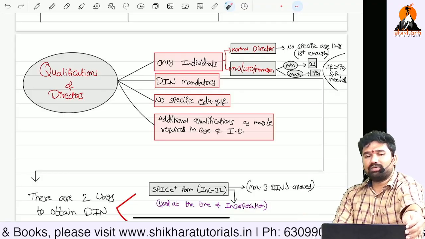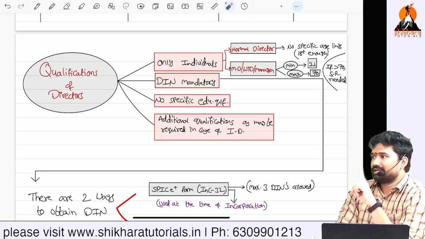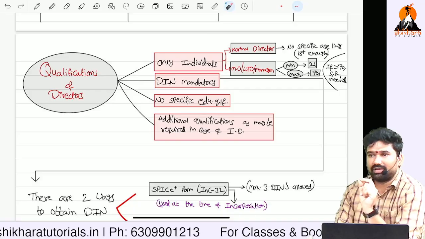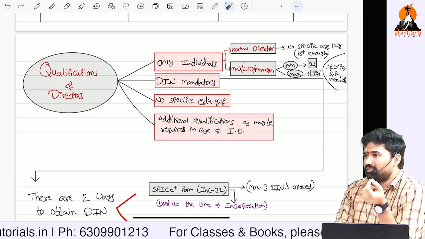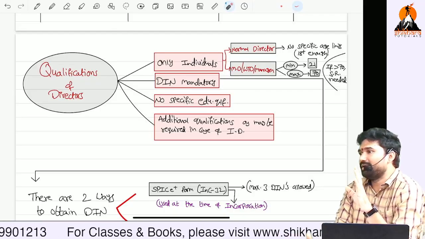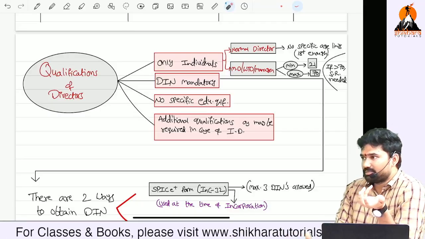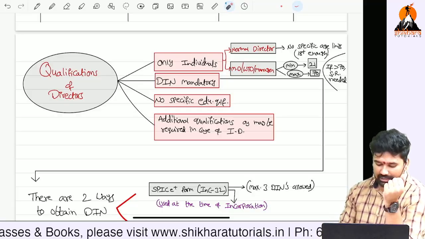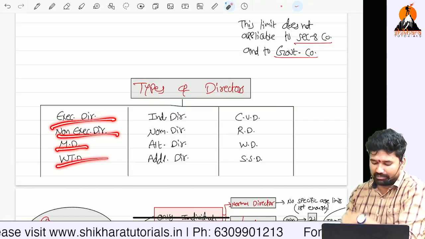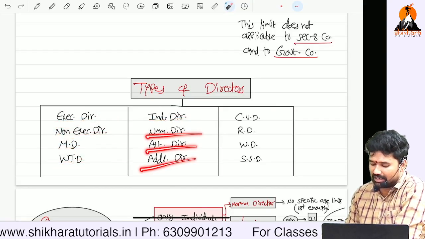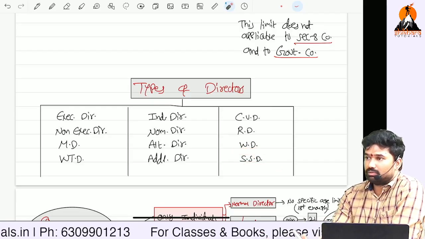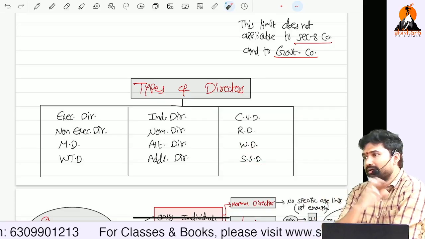We have discussed so far, our discussion went on till we start with meaning of director. Section 2, subsection 34. Director is a person who is appointed to the board of the company. Next, roles and importance of director, 5 points. After that, minimum number, maximum number: 1, 2, 3 and 15. 15 is not the limit. We can appoint more than 15 also by simply passing special resolution. After that, types of directors: executive director, non-executive, MD, whole-time director, independent director, nominee, alternate, additional, casual vacancy director, resident director, women director and small shareholder director. All this discussion has been successfully completed in the previous classes.